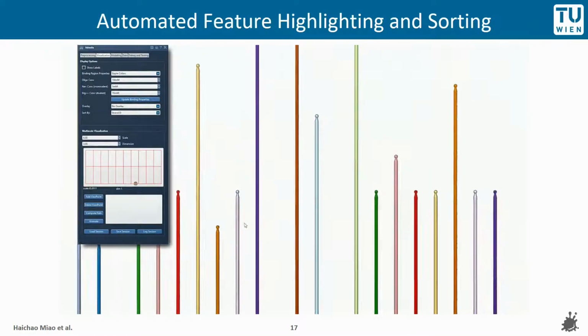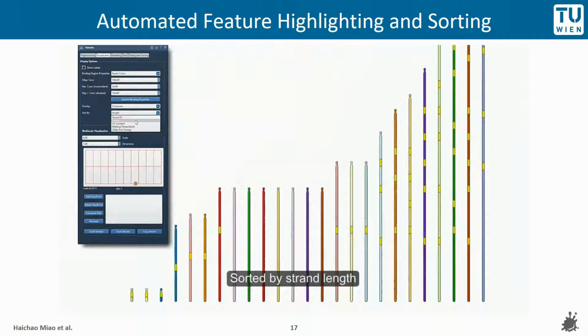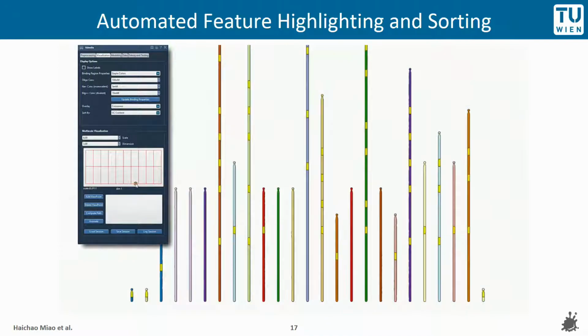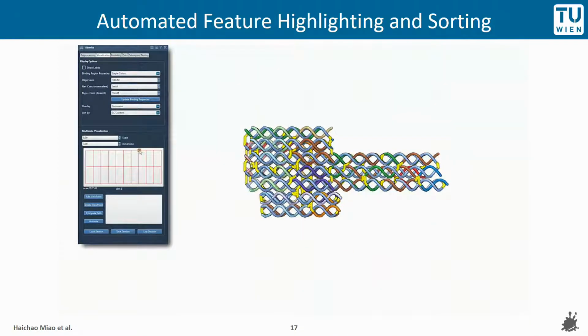So crossover locations are very important. A strand should not cross over too many times, otherwise the stability is compromised. And you can see here how these crossovers are highlighted. In 1D, we can sort, by different properties like strand length or GC content, which is a stability measure. And you can see, for example, now these are the crossover locations transitioned into 3D.